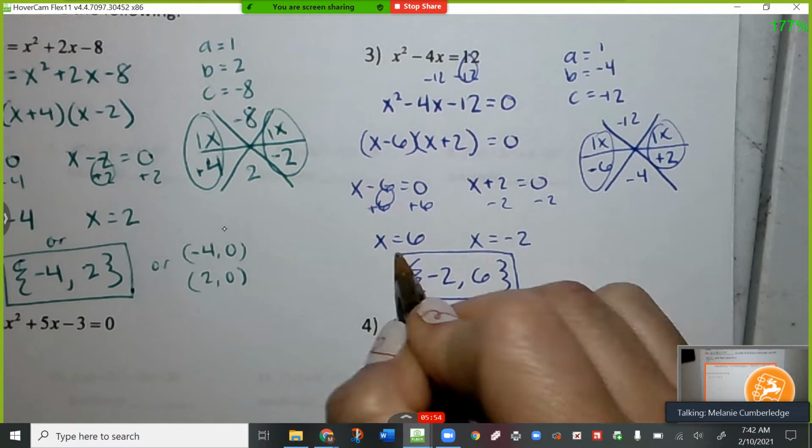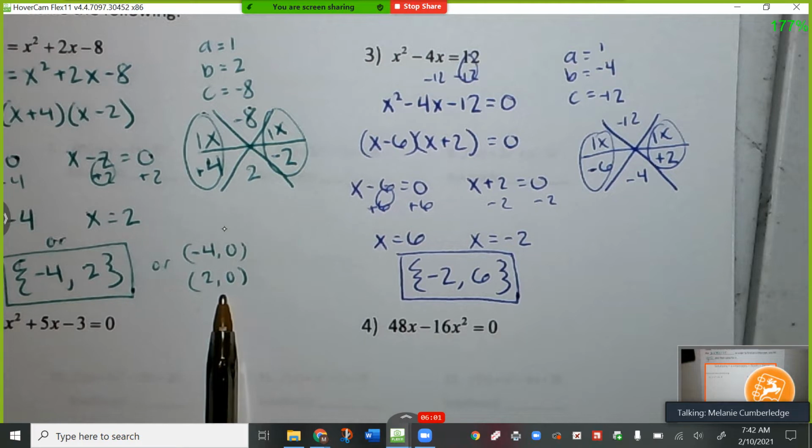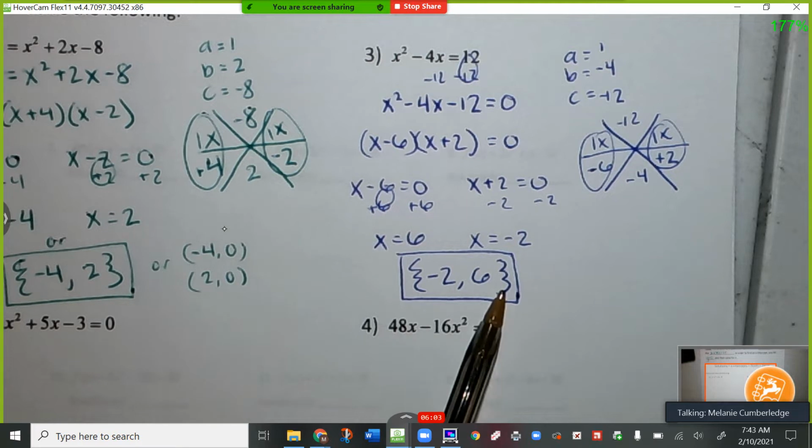Now, if you write your solutions together like this, do not put them in parentheses because that is going to look like a point if you put them in parentheses. If you're going to put them as a list, you put them inside fancy brackets. Okay?